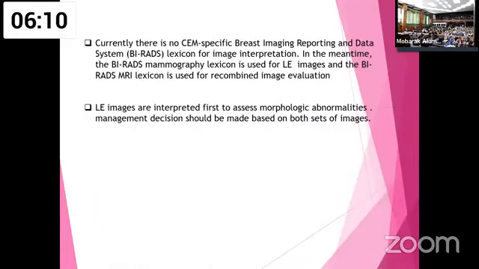Currently, there is no BI-RADS data system for contrast enhanced mammography, and in the meantime, for the low energy, we use the BI-RADS mammographic data system, and for the recombined imaging, we use the MRI reporting data system. We start the interpretation by using the low energy imaging to detect any morphological abnormality, and management should be made based on both sets of exams.